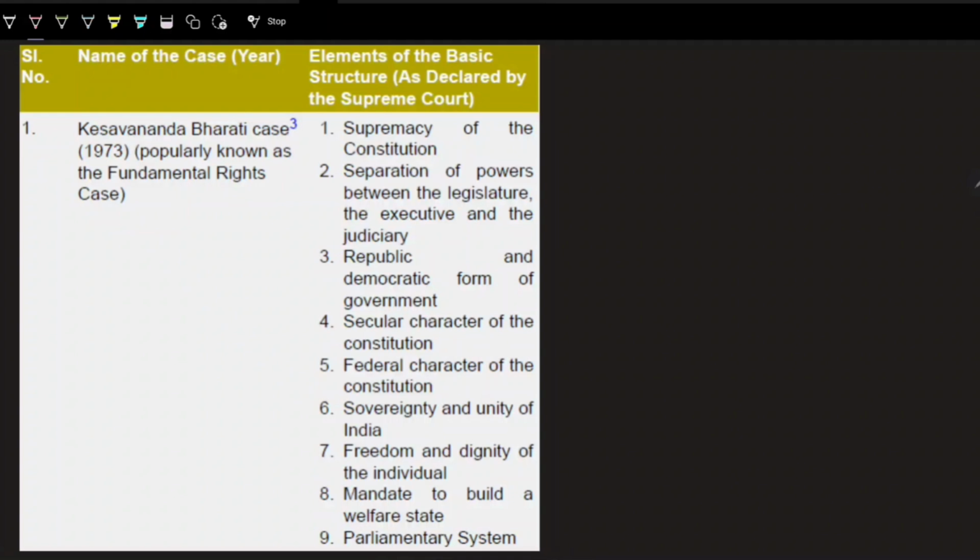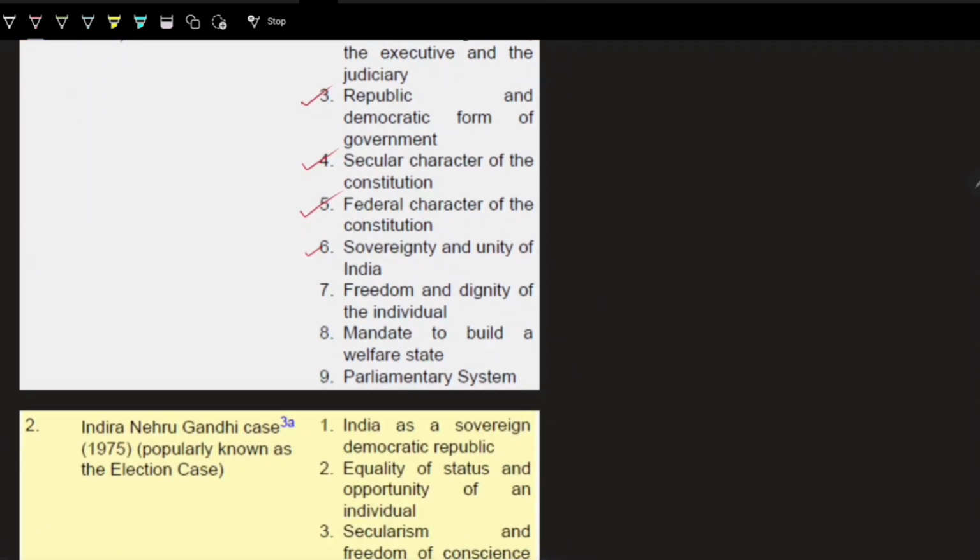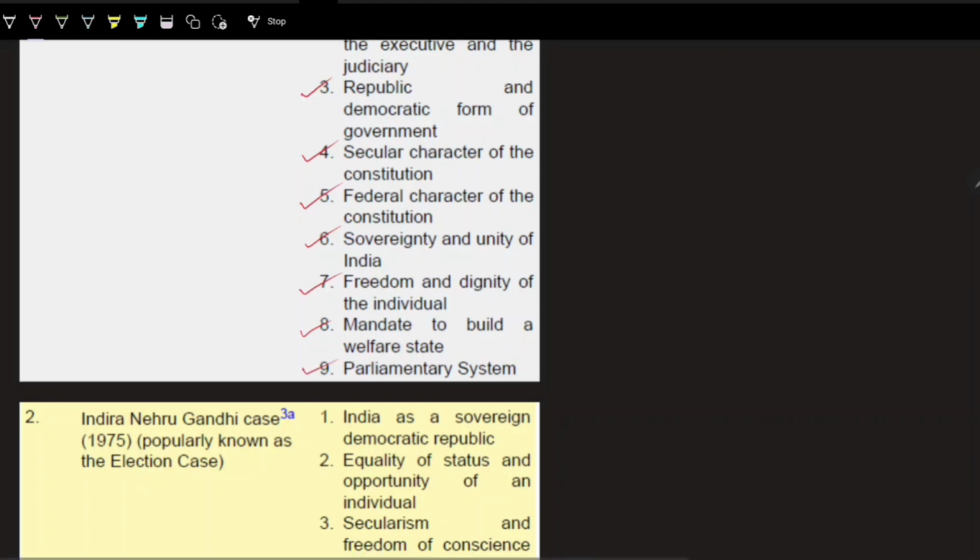In the Keshavananda Bharati case, popularly known as the Fundamental Rights case, the elements of basic structure are: first, supremacy of the Constitution; separation of power between legislature, executive and judiciary; republic and democratic form of government; secular character of the Constitution; federal character of the Constitution; sovereignty and unity of India; freedom and dignity of the individual; mandate to build the welfare state; and parliamentary system.